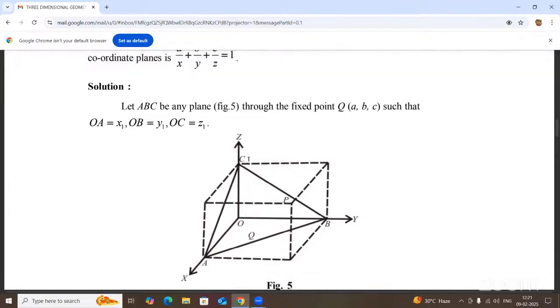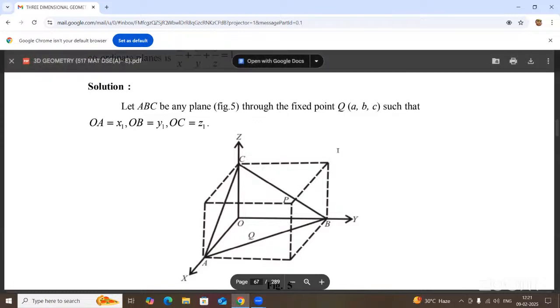Now you have to construct this. This is the variable plane, with sides A to B, B to C, and C to A. Then you have to draw the rectangular parallelepiped, because the distances are different. This is the common point, capital Q.